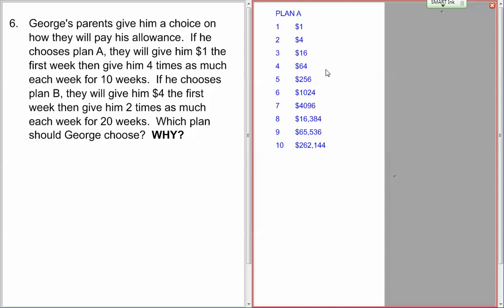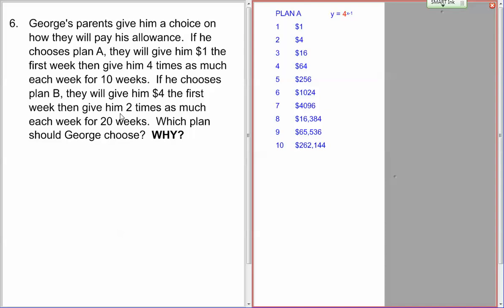I think some people wrote the wrong equation. They wrote y equals 4 to the power of x instead of 4 to the power of x minus 1, but it's actually 4 to the power of x minus 1. Because 4 to the first power is 4, not 1. So, at any rate, even if you were 1 off in your tables, you still should have been able to answer this question.